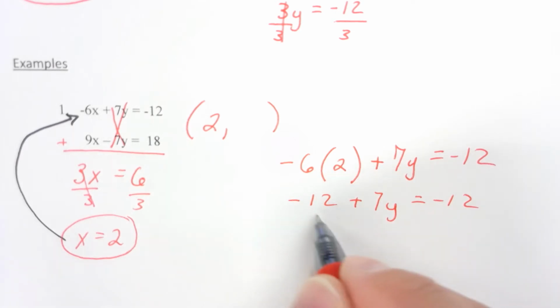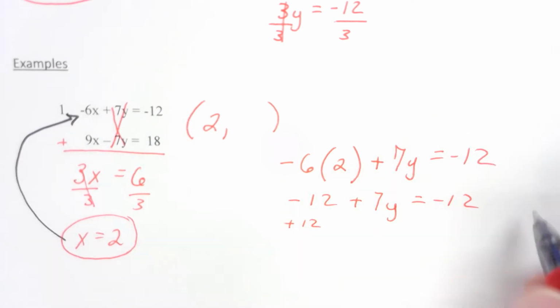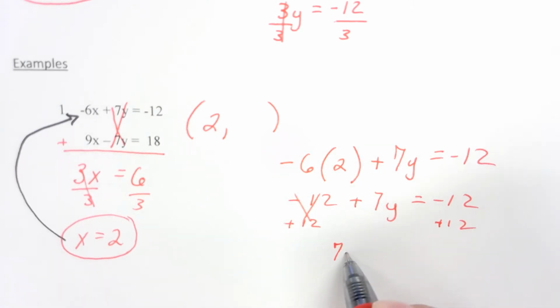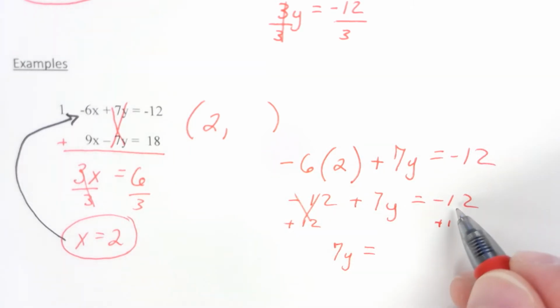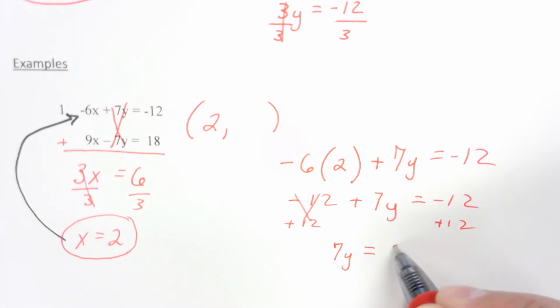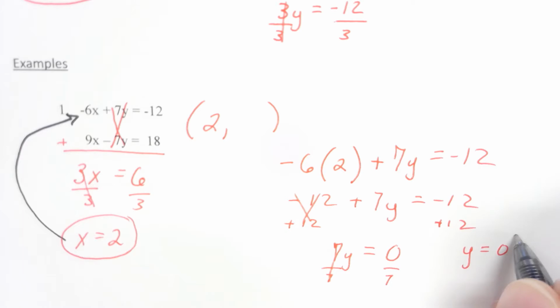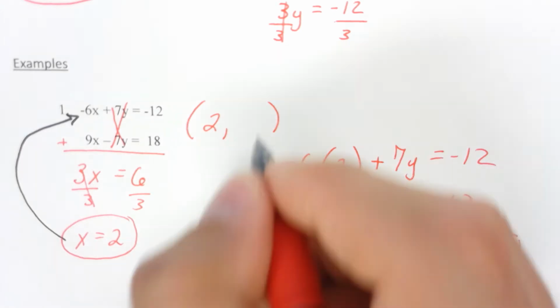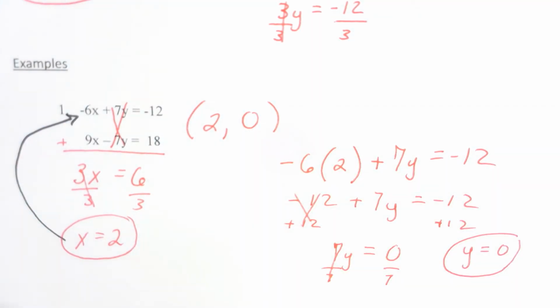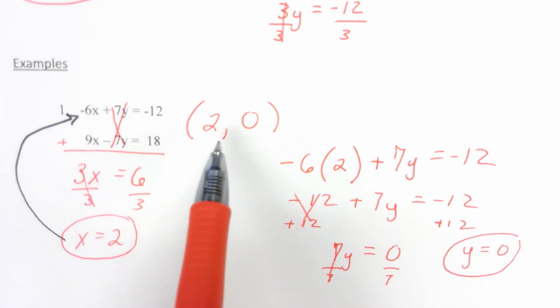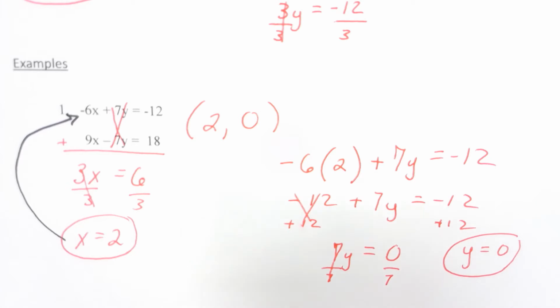I got to bring in the opposite, so I'm going to add plus 12 to both sides. That makes this gone. Leaves me 7y equals, look, a negative 12 and a positive 12 make 0. Divide by 7, I get y equals 0. So on this one, the ordered pair, the point that these two lines cross, is 2, 0. That's where they will cross on a graph.